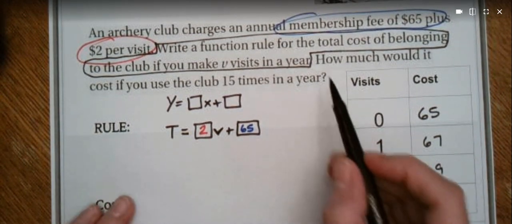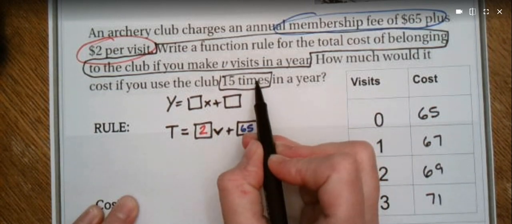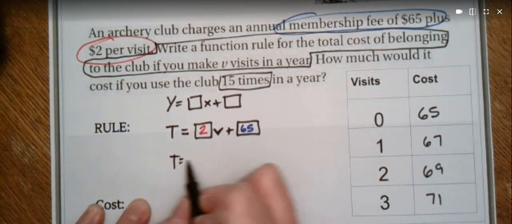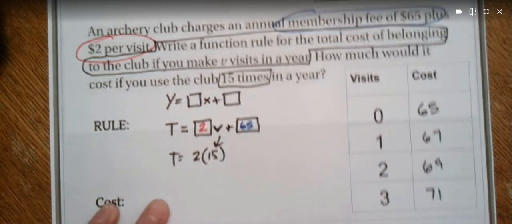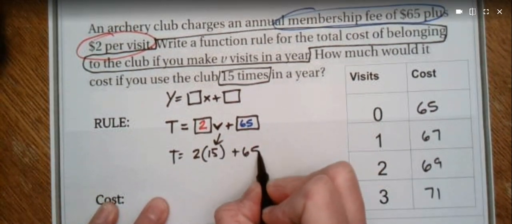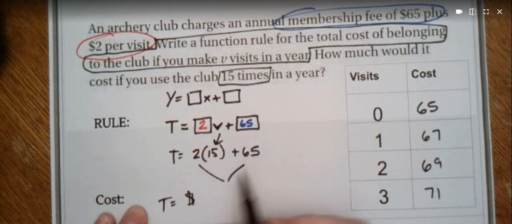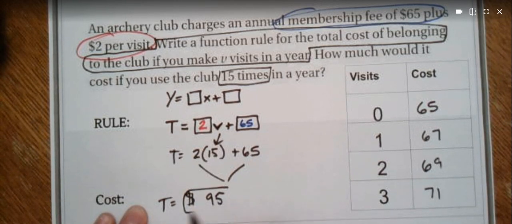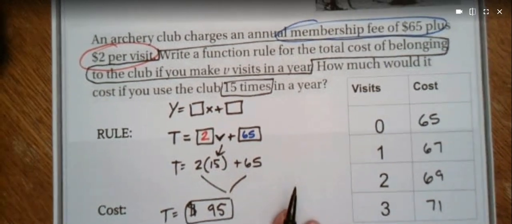Now for this next part, it says, how much would it cost if you use the club 15 times? So we make 15 visits to the club. So the total cost will be $2 times 15 visits. I'm just plugging in 15 for V, adding the $65 membership charge, and then I just simply use the calculator to find the total value. 30 plus 65 is $95. Okay, so I'm using my function rule to plug in a value for V for visits. All right, so there's example number 1.